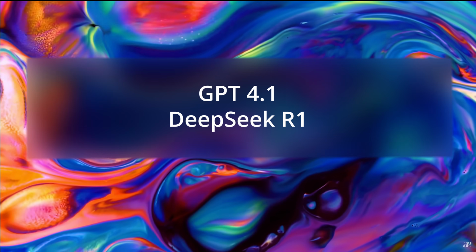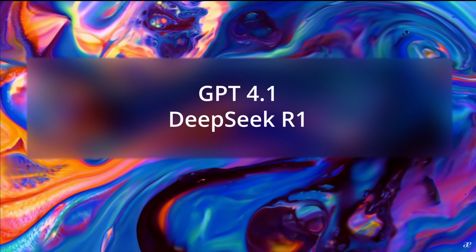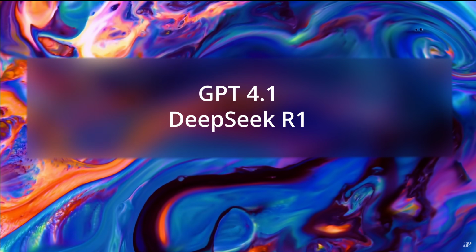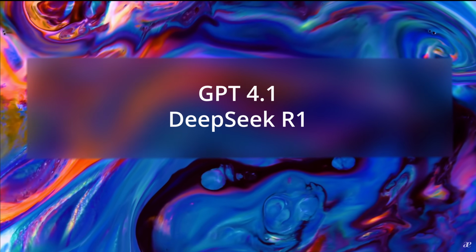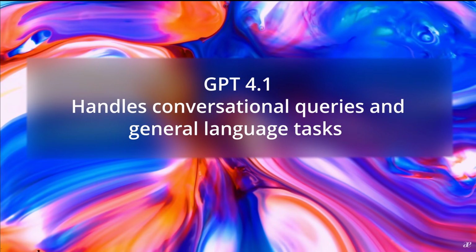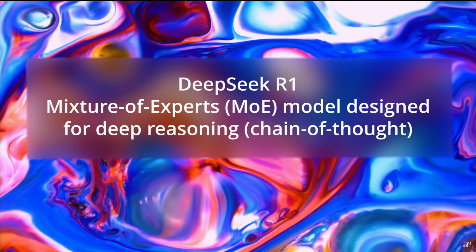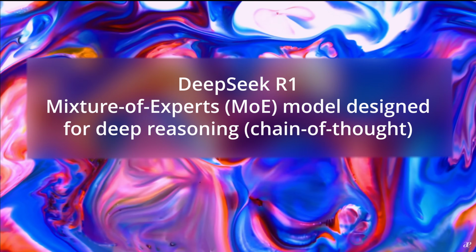Now, the number one thing is AI, and AI is everything today, guys, and they have it in spades. Their system is powered by GPT 4.1 and DeepSeek R1. Now, this is really important because both of these are amazing. GPT 4.1 handles all the conversational stuff and inquiries, whereas DeepSeek R1 is more like a mixture of experts. That model is designed for reasoning or chain of thought.